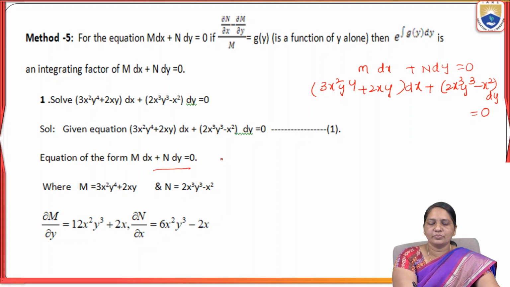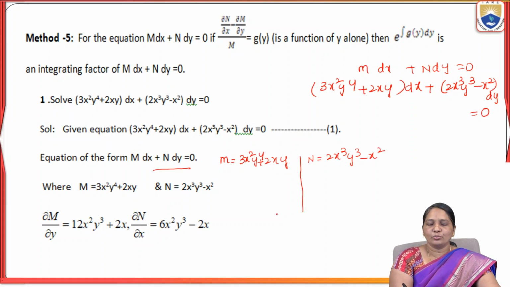So what is the M value? M value is 3x²y⁴ + 2xy. And what is the N value? N value is 2x³y³ − x². Now we are going to calculate ∂M/∂y and ∂N/∂x. Why we need to calculate these two values? If these two values are equal, then we can say that it is an exact differential equation, and we can follow the procedure for the exact differential equation. If it is not equal, then only we go for the methods. So first of all, we have to check these two values.